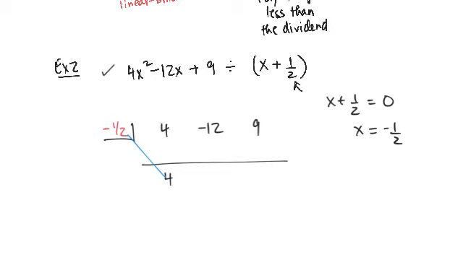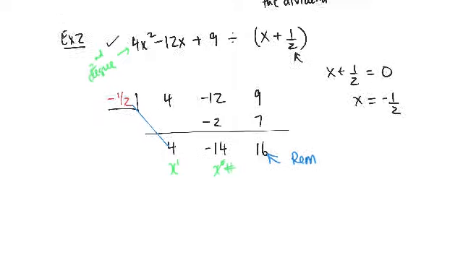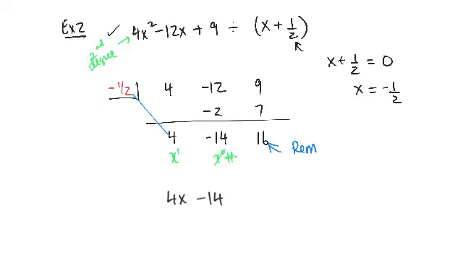So I get negative 2. Add those to get negative 14, then I get positive 7, add those to get 16. I know this is my remainder, and I started with a second degree polynomial, so my answer will be a first degree polynomial, which means it'll have an x term in it, x to the 1, and an x to the 0, in other words, a number, okay? So my answer will end up being 4x minus 14 plus 16 divided by the divisor, which was x plus 1/2. So here's my answer, and that was pretty fast to generate.